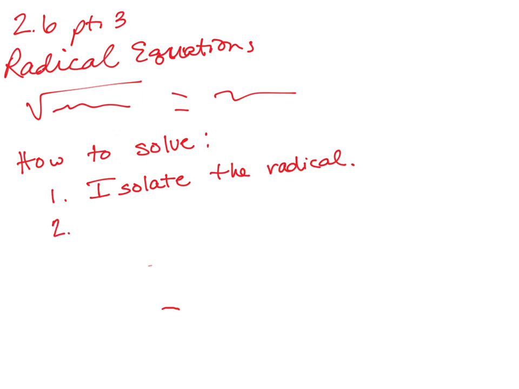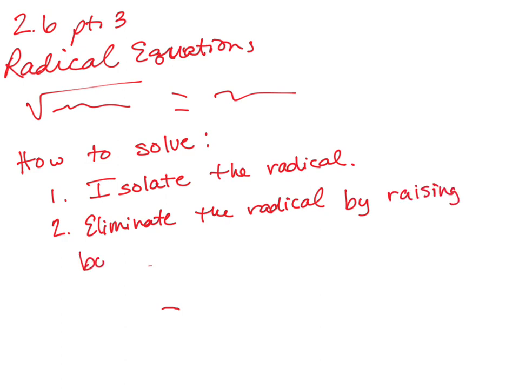Then we want to get rid of the radical sign. To eliminate the radical, so eliminate the radical by raising both sides of the equation, both sides, to the nth power. Raising both sides to the nth power.